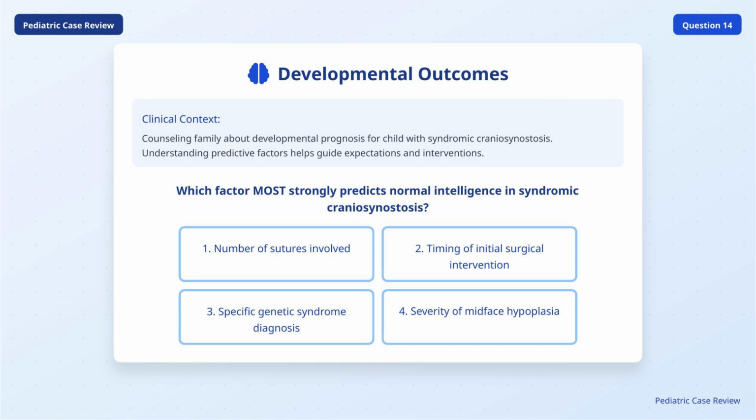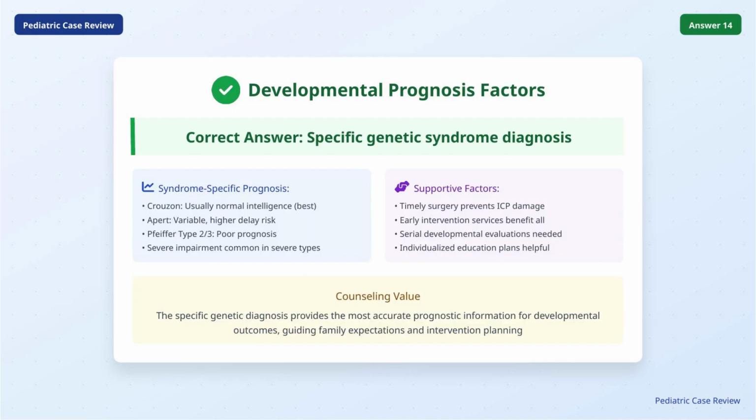Option 1. Number of sutures involved. Option 2. Timing of initial surgical intervention. Option 3. Specific genetic syndrome diagnosis. Option 4. Severity of midface hypoplasia. The correct answer is specific genetic syndrome diagnosis.